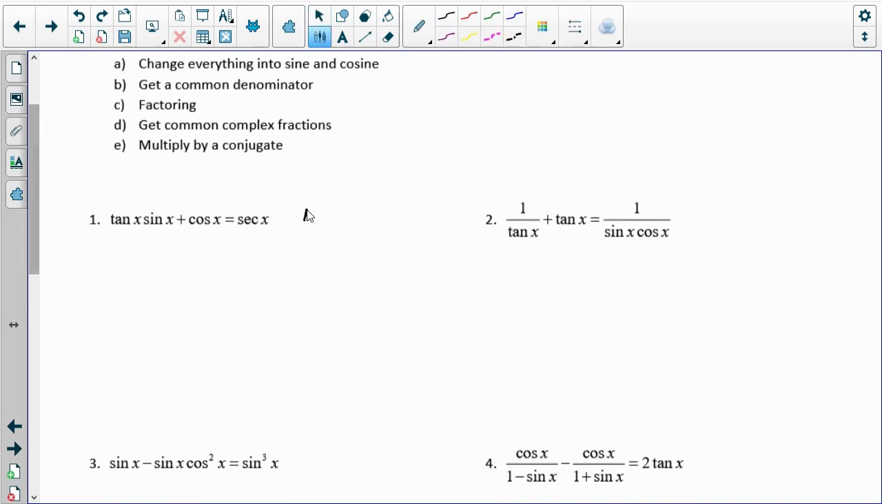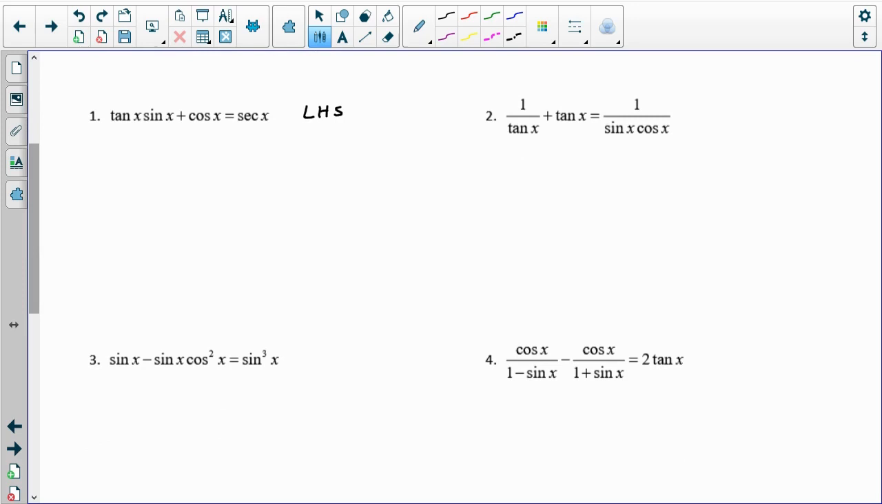Let's start with the left-hand side. There are some problems where we will start with the right-hand side, but I think on all problems today on this video, we start on the left-hand side. So what I'm going to do in this problem is look at the left, and change everything into sines and cosines. So tangent, I'm going to rewrite as sine over cosine. And then, now that I've changed everything into sines and cosines, I can realize that sine times sine is sine squared.